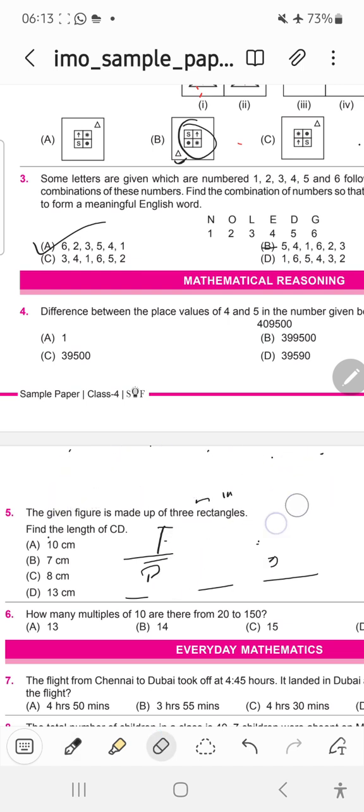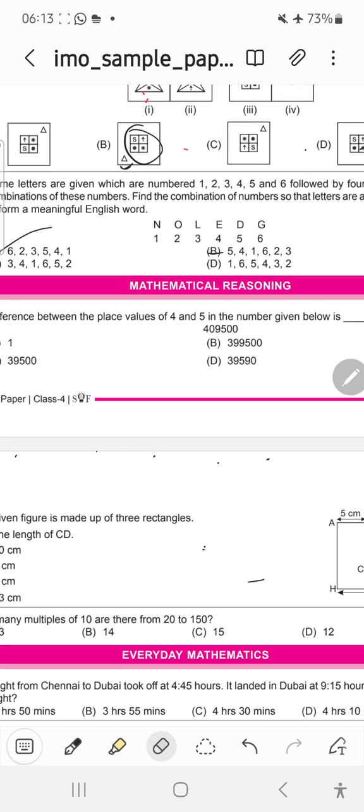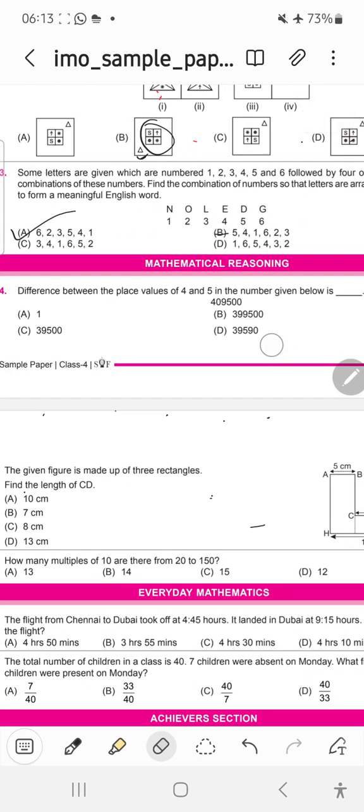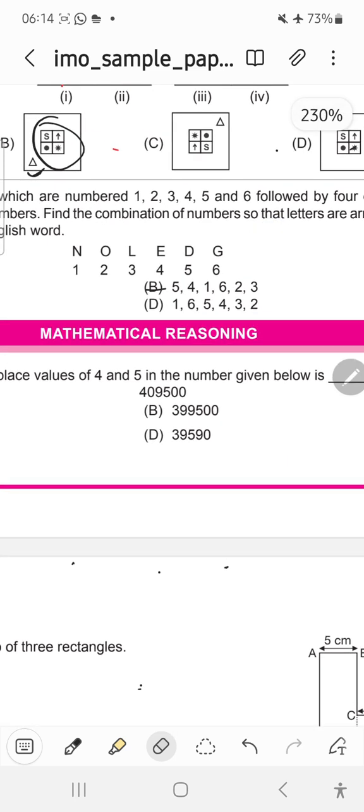Now, after place and face value, we need to find the difference of the place value of the 4 and 5. In this question, count the position of 4: 1, 2, 3, 1, 2, 3, 4, 5, 6. It means 4 lakh. And the place value of 5 is what? 500. So we just subtract 500 from the 4 lakh.